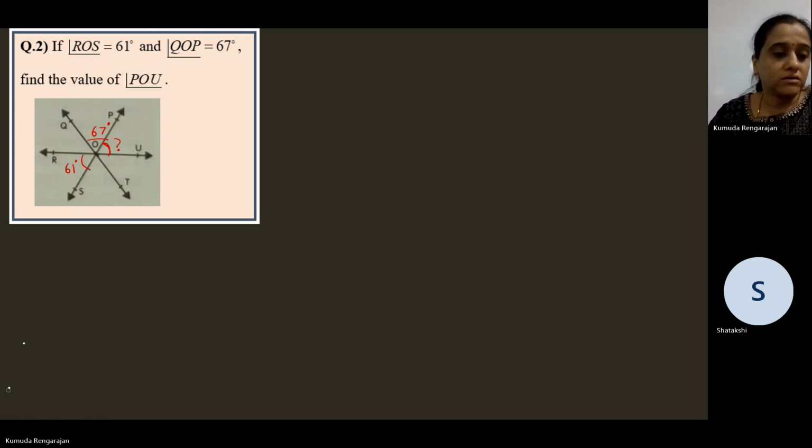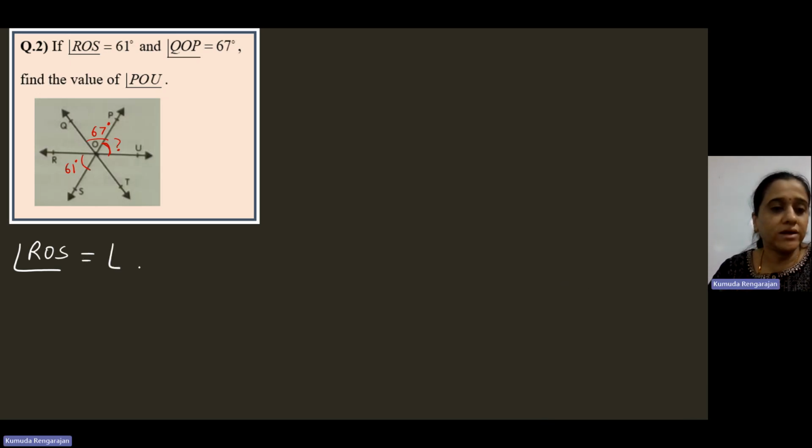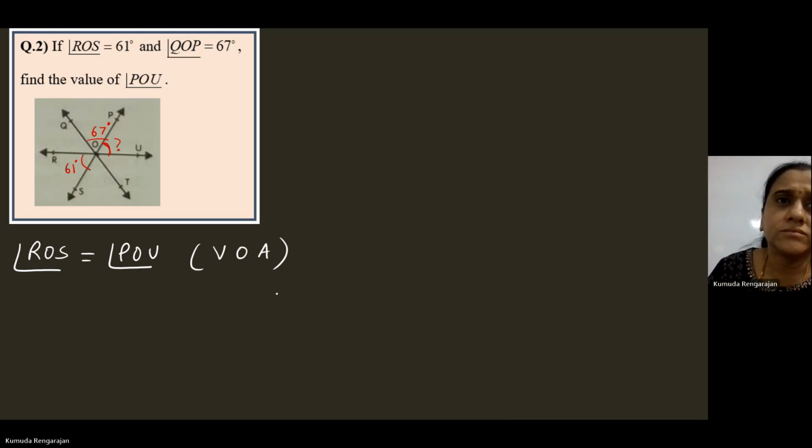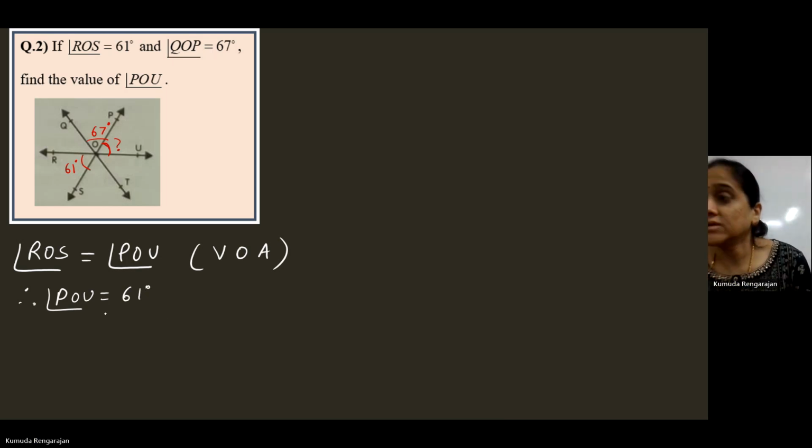So angle ROS is equal to angle POU. Why? Vertically opposite angle. They should be opposite to each other. Correct. I'll show you. Therefore, that's different. We'll see this one. So, and therefore, angle POU is equal to 61 degrees. See, it's easy to identify.